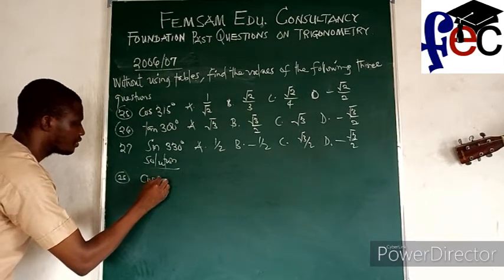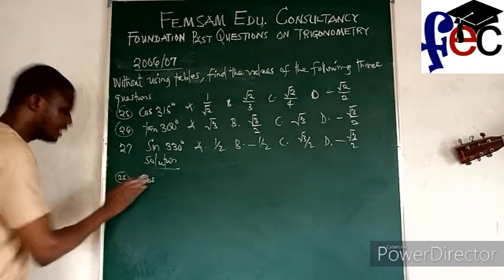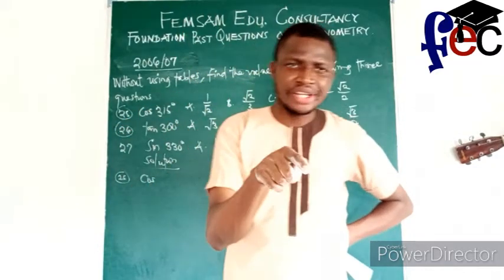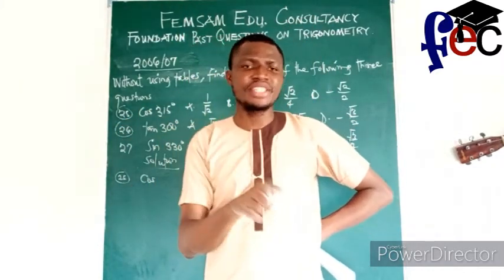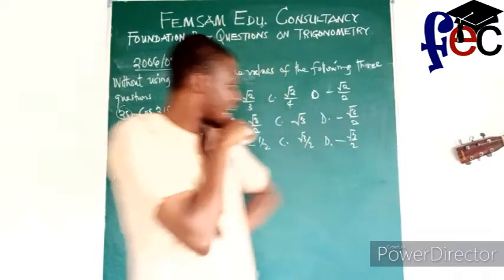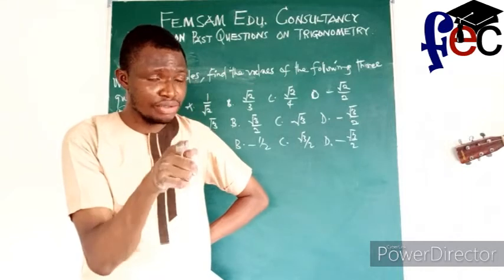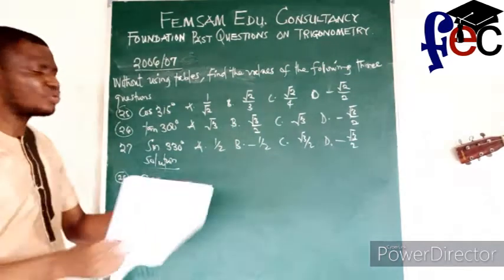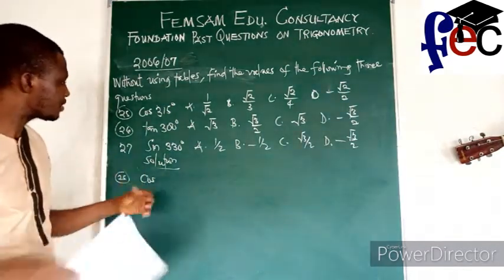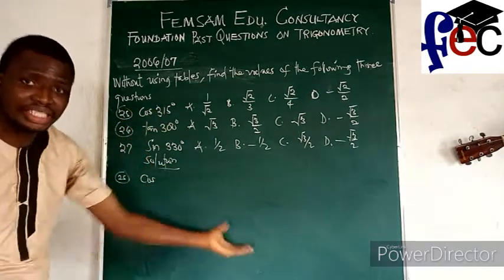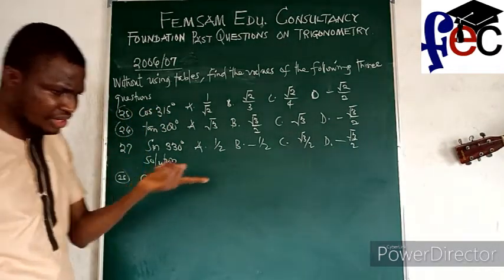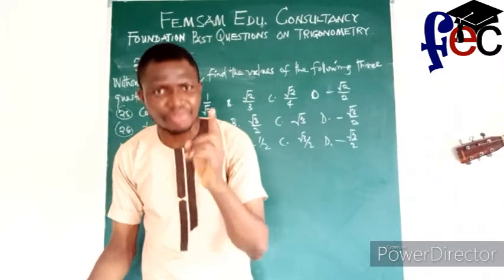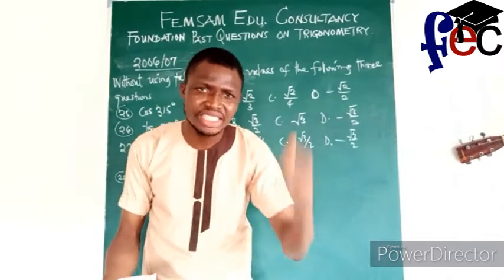Cos 315 degree. Now the first thing is to find out which of the quadrants angle 315 degree lies in. You will see that it lies in the fourth quadrant, that's angles that are greater than 270 degree but less than 360 degree. This work is fantastic because all the 3 angles given here lie in the fourth quadrant. So my duty now is to remember what is the acute angle equivalence of all the trigonometric ratios of angles in the fourth quadrant.